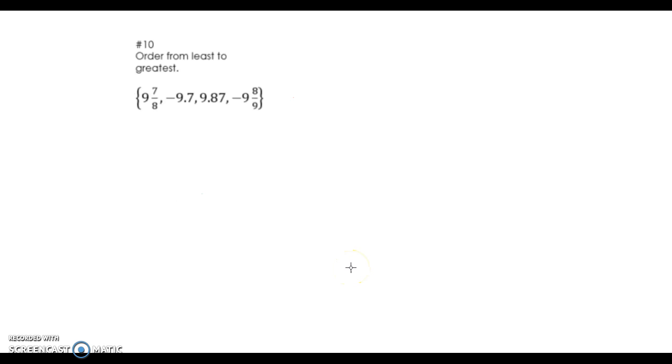All right, the last one, of course, is the hardest one. Number 10, order from least to greatest. And the reason it's hard is because we have 9 7/8, negative 9.7, 9.87, and negative 9 8/9. So we know the positive numbers are going to be to the right. The negative numbers will be to the left. But we don't know which one's bigger, right? Because we have negative 9.7 and negative 9 8/9. So we have to convert these into either decimals or fractions. So let's see what would be easier.